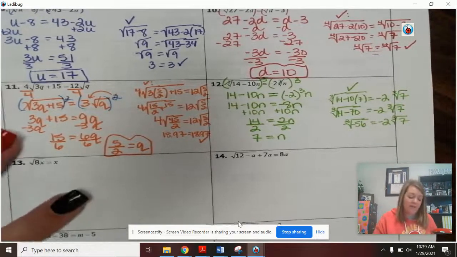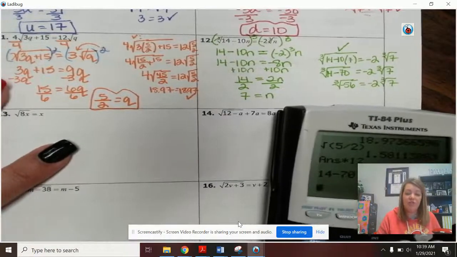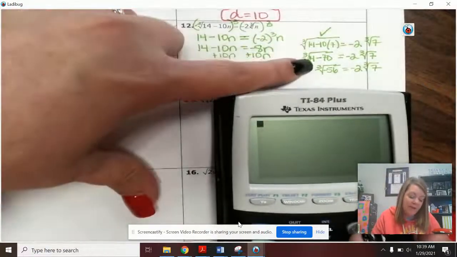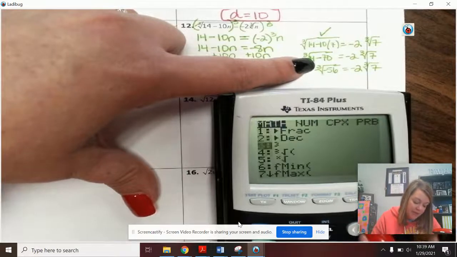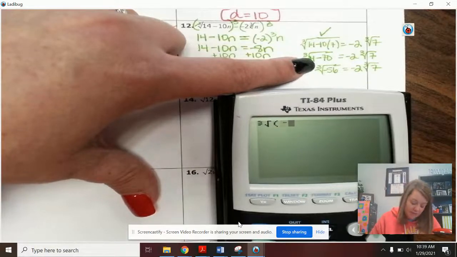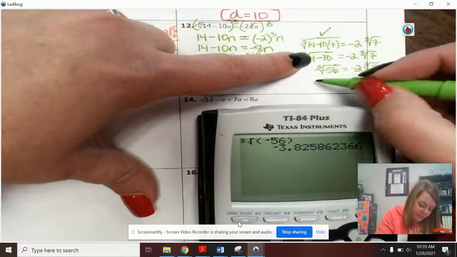Let's just type it in the calculator and see what we get. I think that's easiest, and I think that if you guys will do that, that will be a good check for these. So on the left, I have the cube root of negative 56. Well, under math, down to 3. You can do this in Desmos too. Desmos has a cube root. Desmos has an any root. Negative 56. And I get negative 3.825.